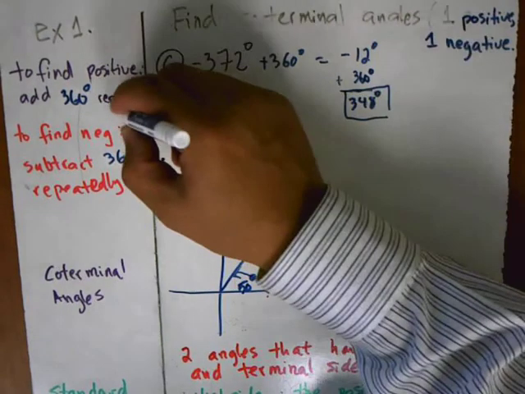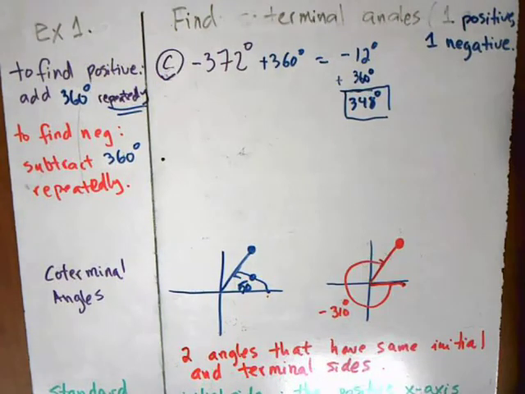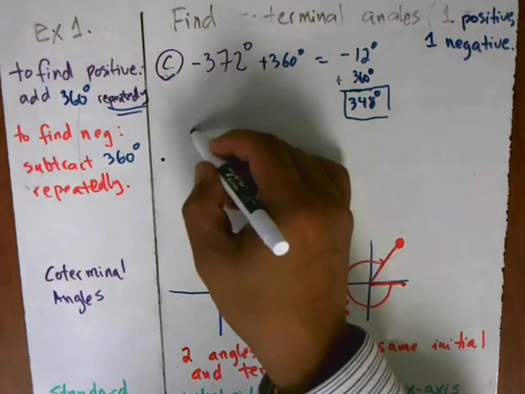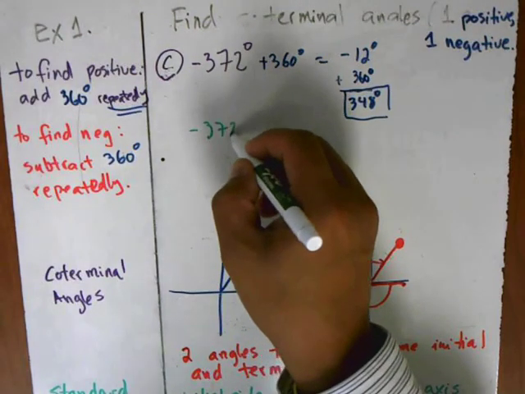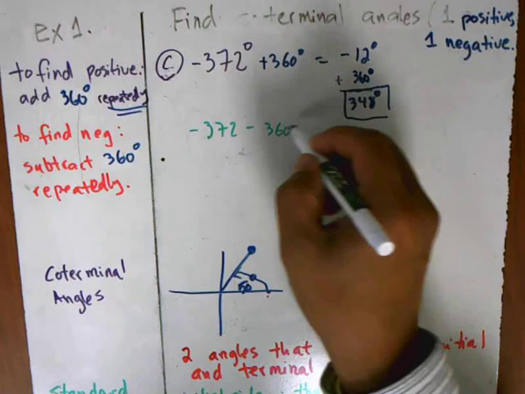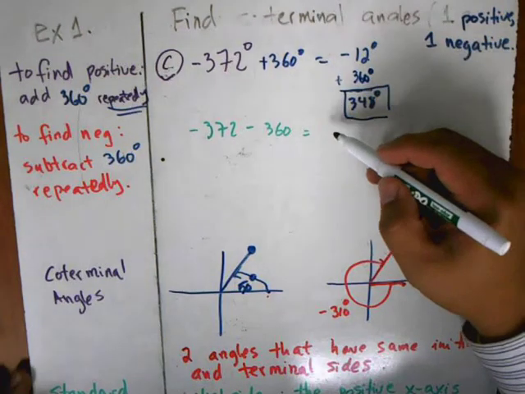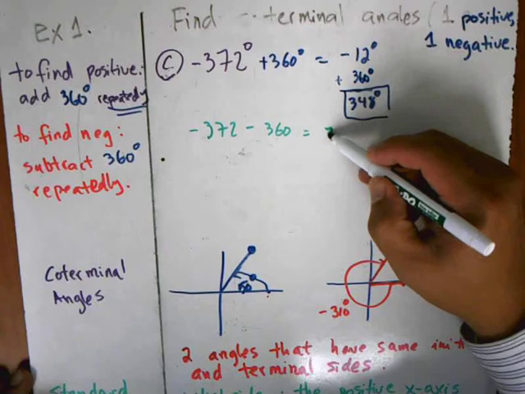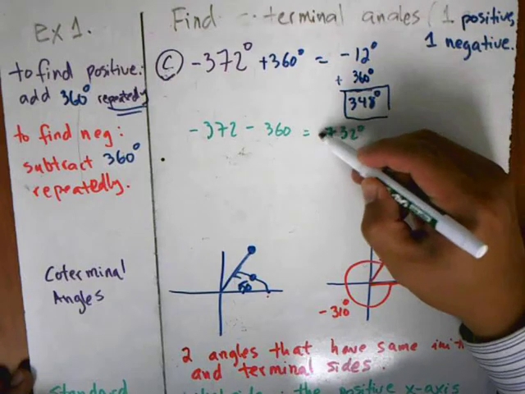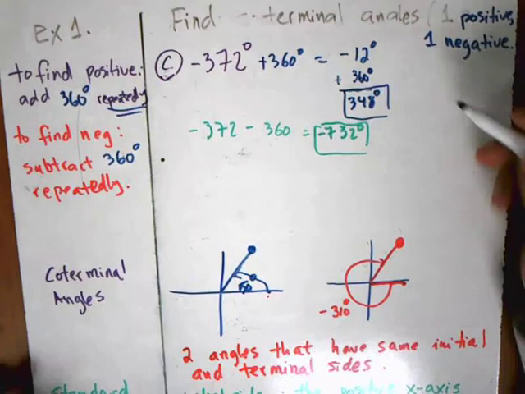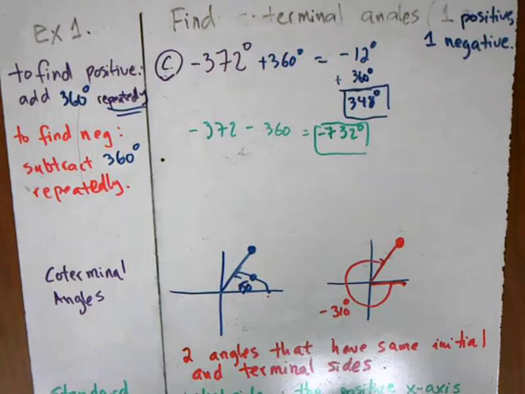And so I can stop there. So this is what the repeatedly really means. If you don't get a positive number, or a number that you're looking for, just add 360 degrees again. Now for the negative one, we'll just do negative 372 minus 360 degrees. And in this case, it's in fact going to give us a negative number: negative 732 degrees. It's negative, satisfies what we're looking for, and so we can say that we're done.